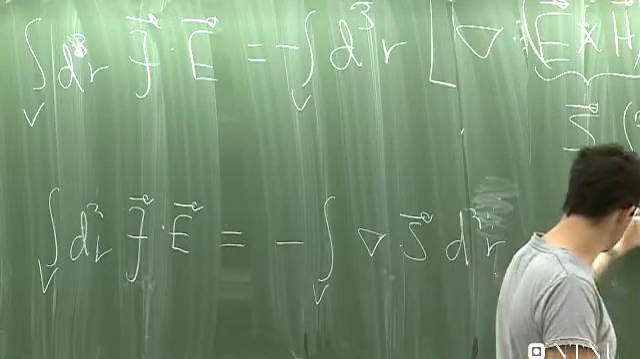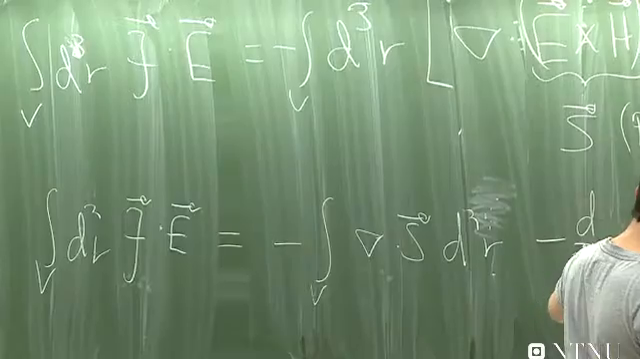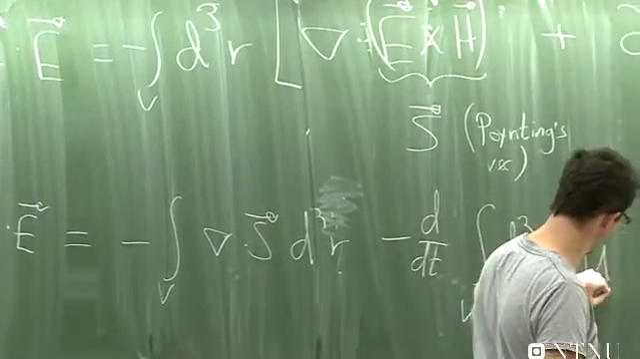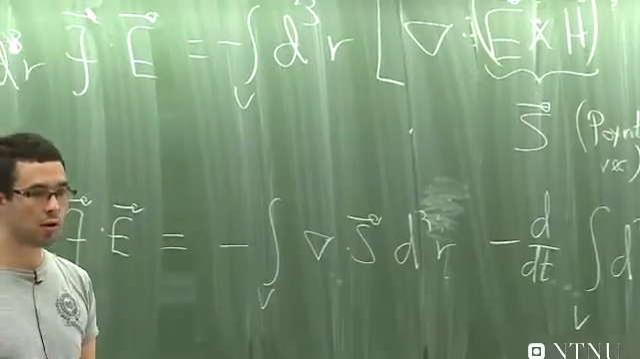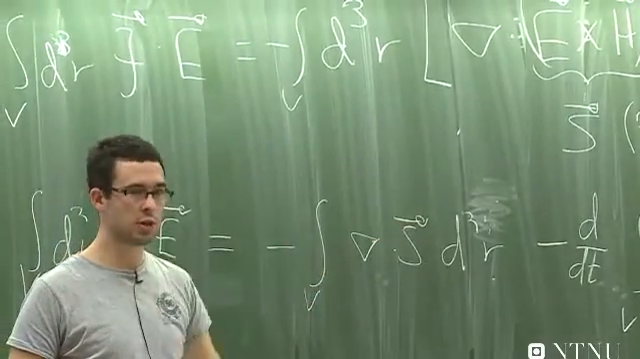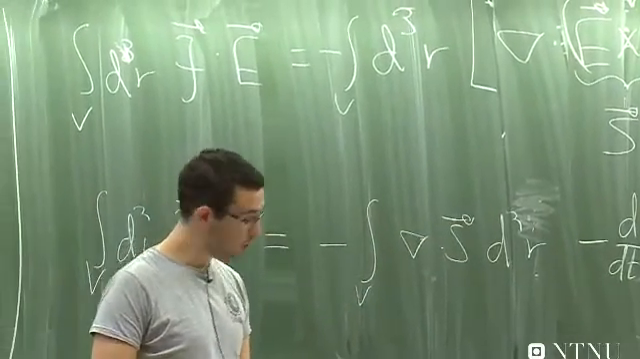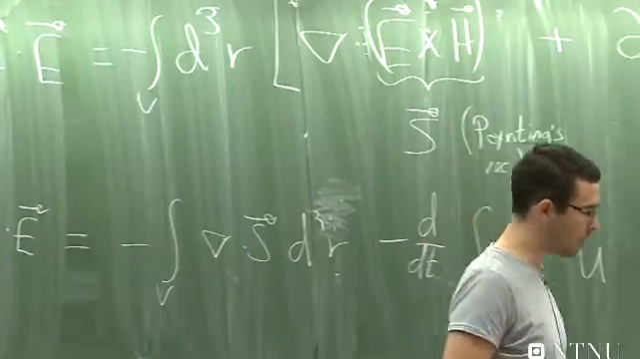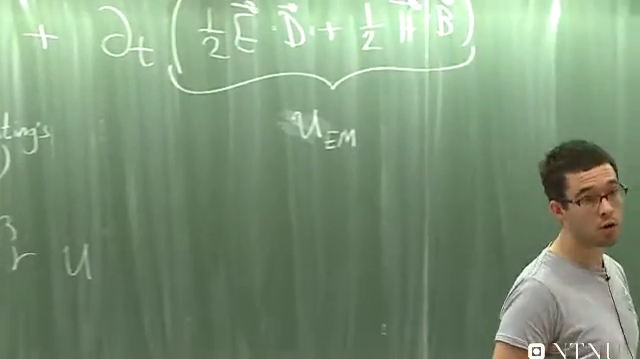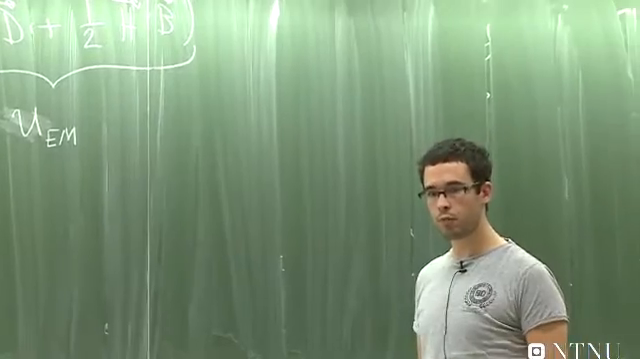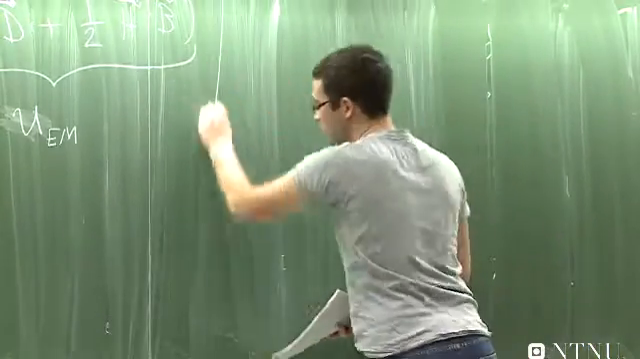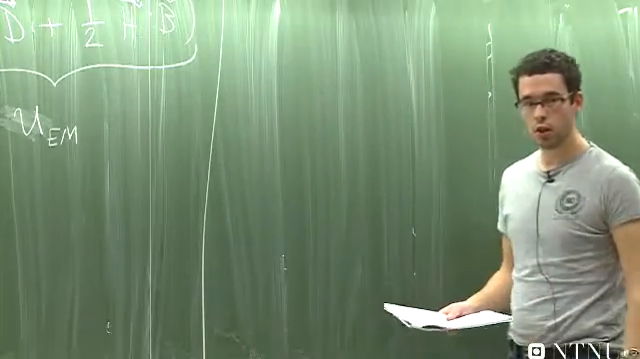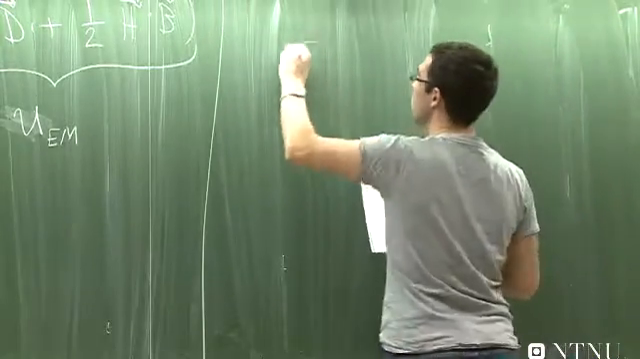Let's see. I'll just call it U for now. If there's U without a subscript, I either made a mistake or it's the electromagnetic one. Okay, and since V was completely arbitrary, I didn't specify the shape or any other property of the volume, then I can generalize this to a differential form. It looks like this.